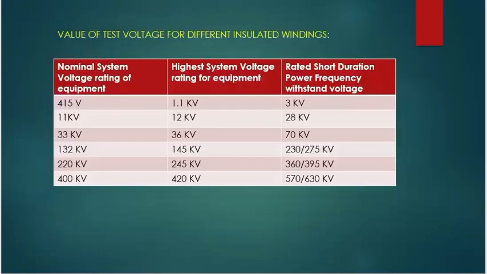The values of the power frequency withstand voltage for different voltage levels are shown in this table. For a 132 kilovolt nominal system voltage transformer, its highest system voltage is 145 kilovolt, and its dielectric must be tested at 230 to 275 kilovolt RMS at power frequency, and we have to see whether the dielectric is able to withstand this amount of high voltage. This is basically the power frequency withstand voltage test.